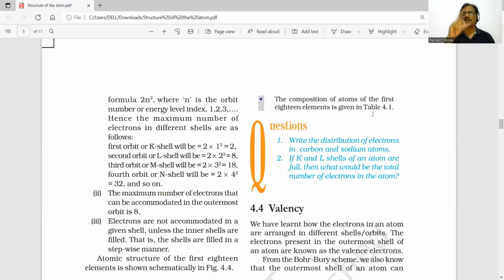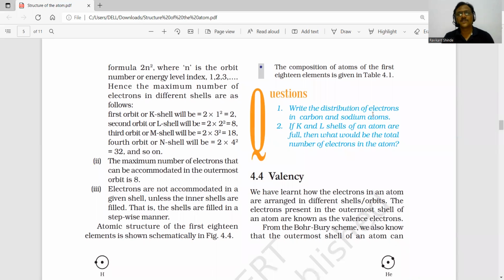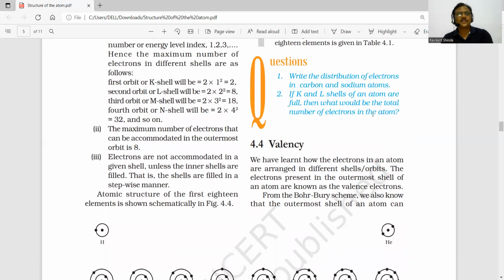That means the capacity of the K shell is 2 electrons, the capacity of the L shell is 8 electrons, and so on. The capacity of the N shell is 32 electrons. That means 32 electrons it can occupy. So this is what was introduced: the maximum number of electrons that can be accommodated in the outermost shell of any atom is 8, except helium and hydrogen, because they do not have that many electrons.